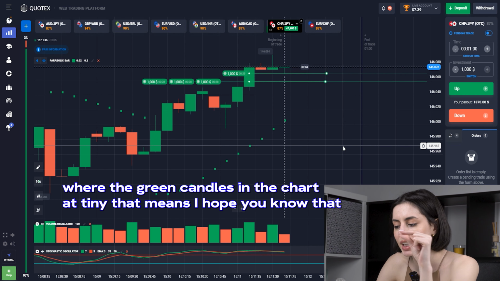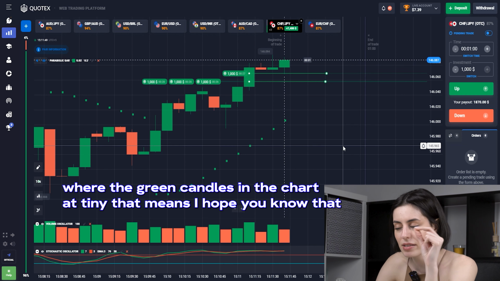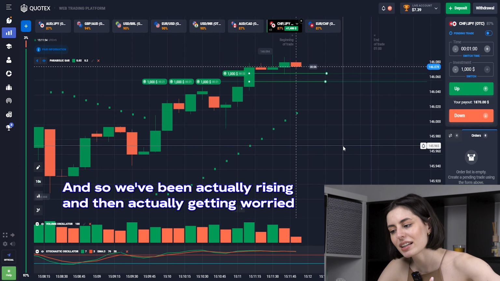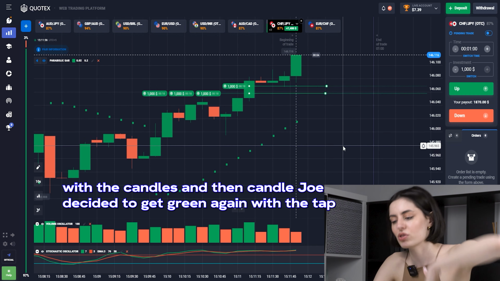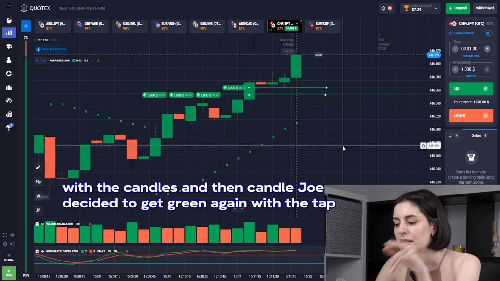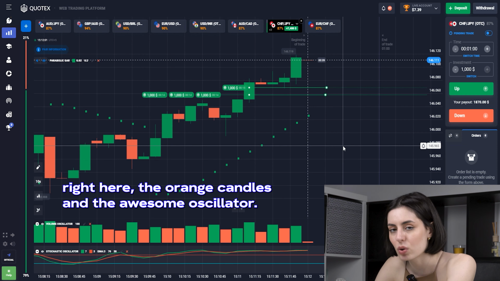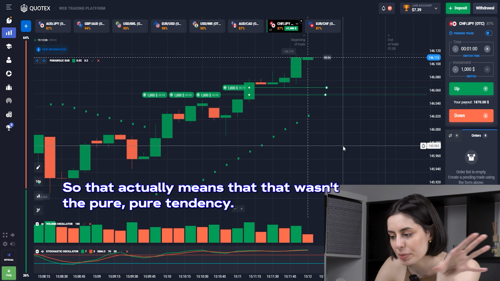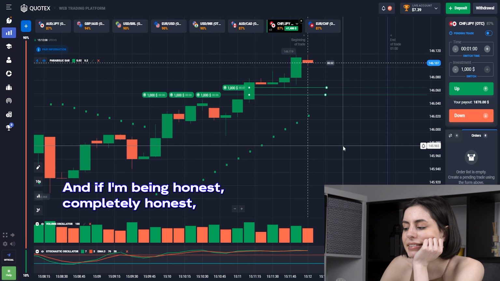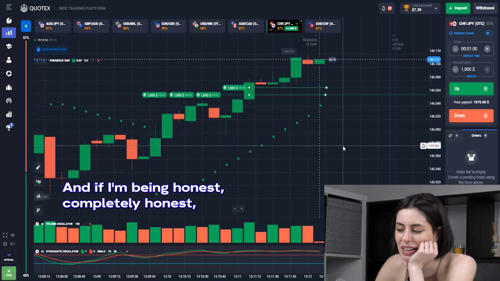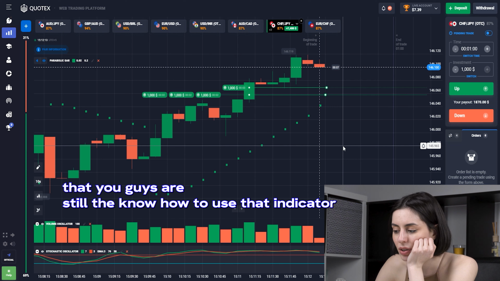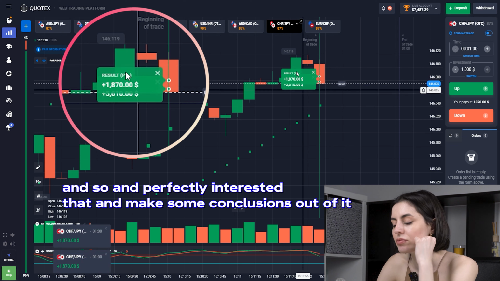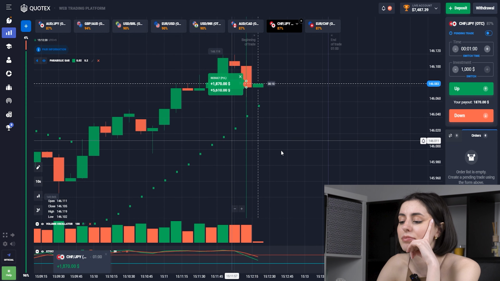At the moment where the green candles on the chart are tiny, I hope you know what they're playing. We've been rising, then getting downward with the candles, and then the candle just decided to get green again. We detect right here the orange candles on the awesome oscillator. So that actually means that wasn't the pure tendency. And if I'm being completely honest with you guys, I still don't know how to use that indicator solo and perfectly, trust it and make conclusions out of it.